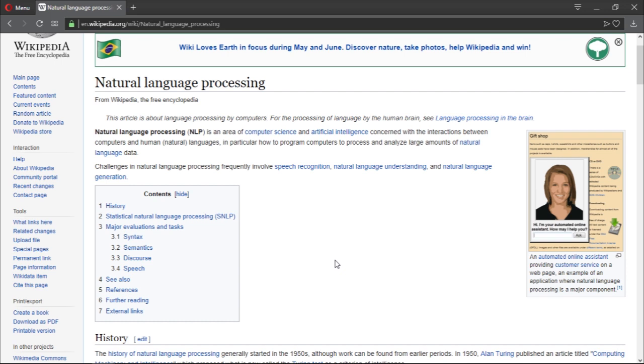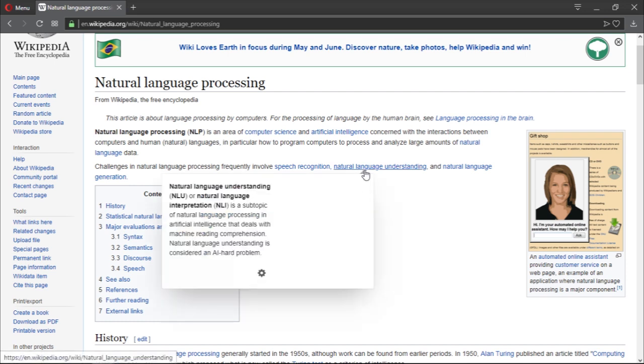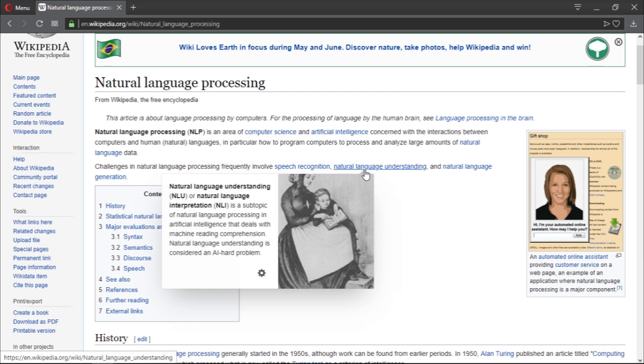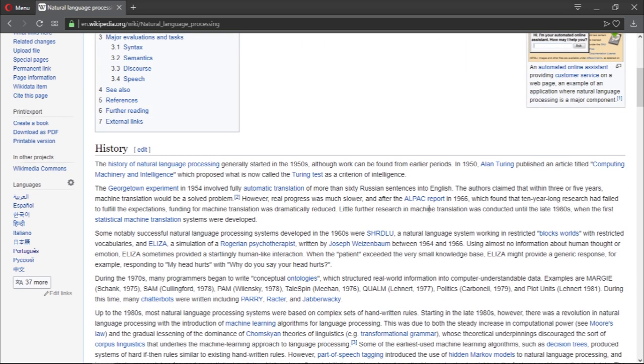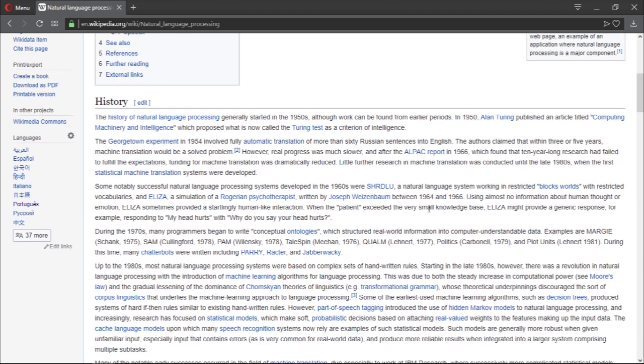So first of all, this is widely used in speech recognition, natural language understanding, and natural language generation. We're talking about chatbots and other stuff, which is pretty cool, by the way. So here's the history if you wanna read. There's tons of material out there if you wanna read, of course.